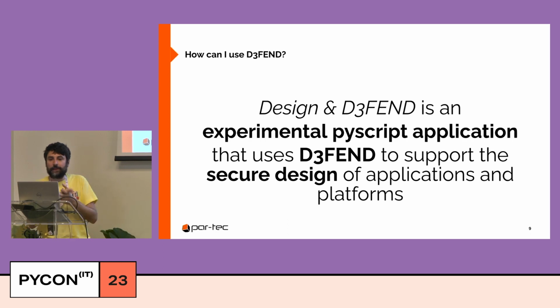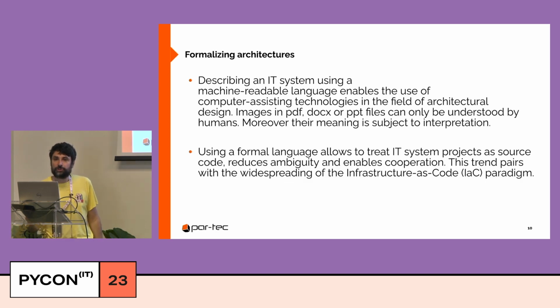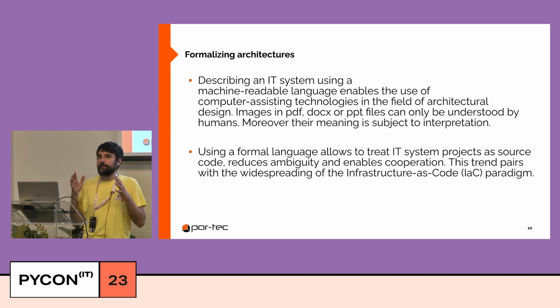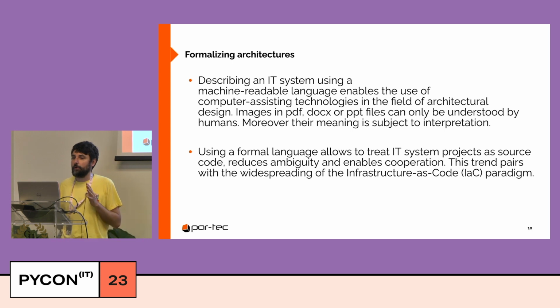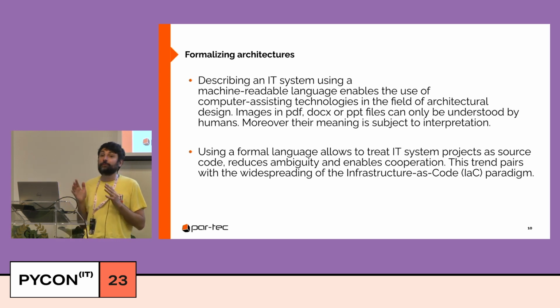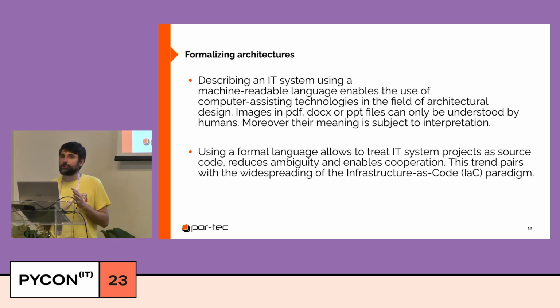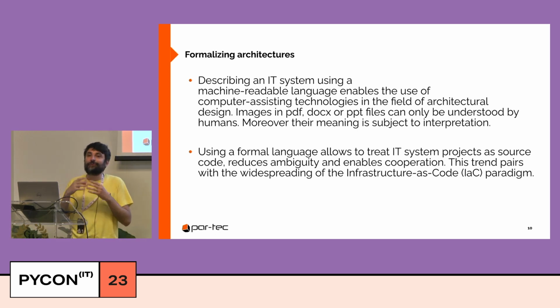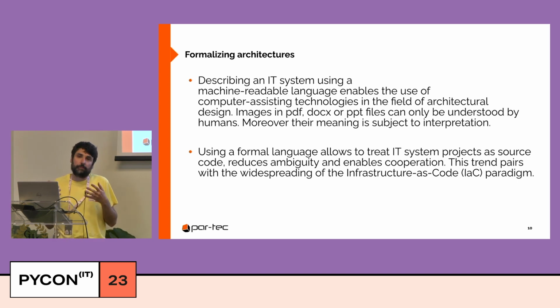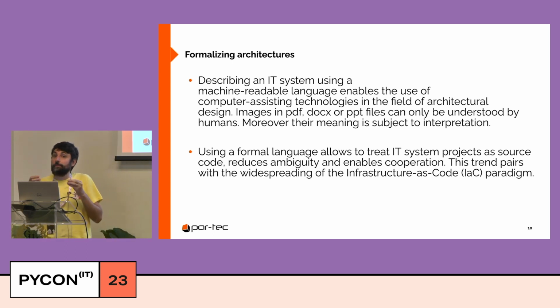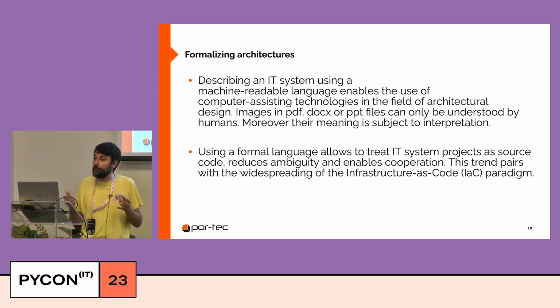So, this application should use D3FEND to support the secure design of applications and platforms. Well, challenging, but the first thing I did was ask, okay, how can I describe my infrastructure? Because all the infrastructure was defined, for example, our customer infrastructure is designed in wonderful images, PDF, PNG. Okay, but those kinds of images cannot be processed by a computer.